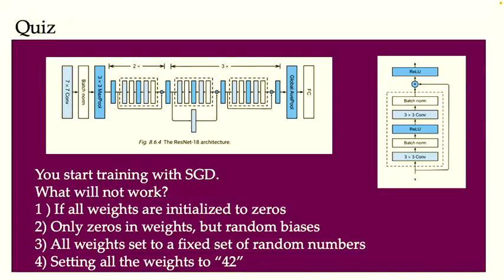All right, quiz time. You start with stochastic gradient descent, or for that matter, Adam. Which of these options will not work? If we initialize all the weights to zeros, but the biases to 1. In this case, I'm talking about these being weights and these being biases, right? Or if all of the weights are set to a fixed set of random numbers, let's say random numbers from 0 to 200, or option number 4, setting all the weights to 42. Which one won't work?